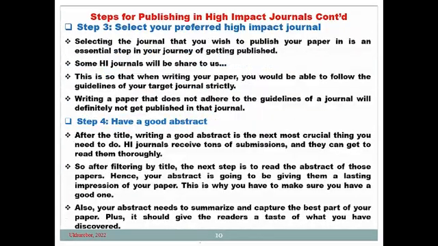The next step is to select a preferred journal. Why do I bring this third? Because if you want to publish in a high impact factor journal, you must have a journal in mind. Selecting the journal you wish to publish your paper in is an essential step in the journey of getting that paper published in a high impact journal. You don't just sit down because you want to write a paper, and start writing without even an idea of the kind of journal you want to submit this work to.